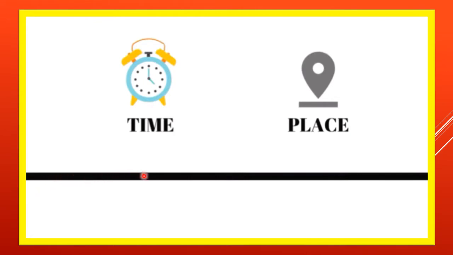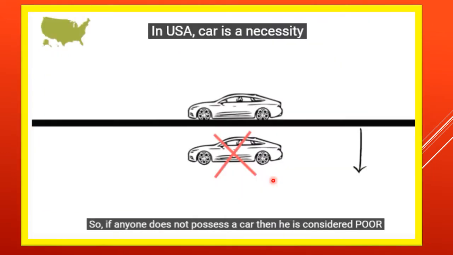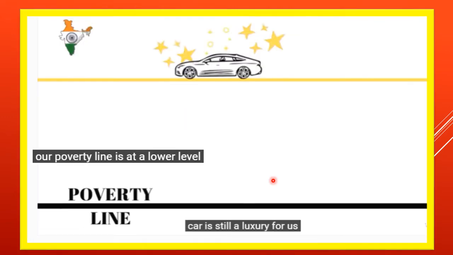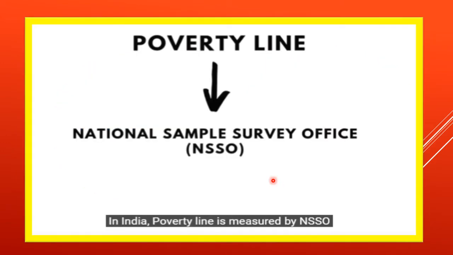Now to describe the poverty line, we can say it is an imaginary line used by any country to determine its poverty, and it varies from place to place, time to time, and country to country. Let us take an example of USA. Children, in USA, a car is a necessity. So if anyone does not possess a car, then he is considered poor. In India, our poverty line is at a very low level and car is still a luxury for us. So children, if we compare USA and India, we have different standards for considering who is poor and who is not. In India, poverty line is measured by the National Sample Survey Office, NSSO.